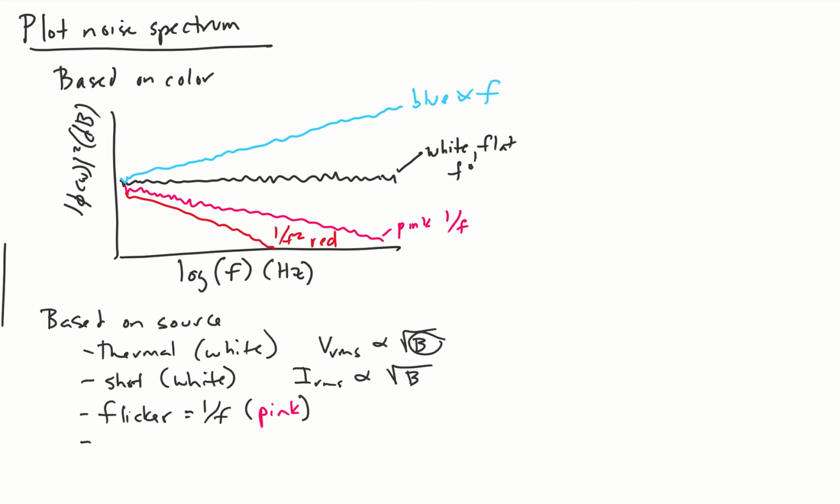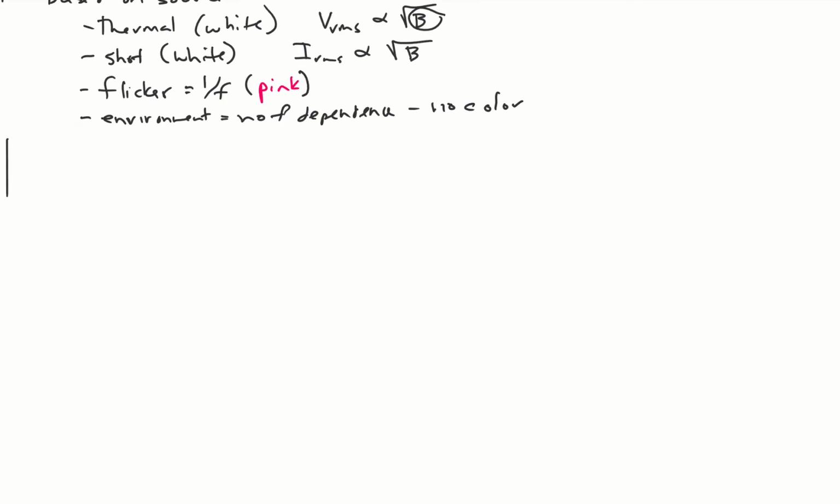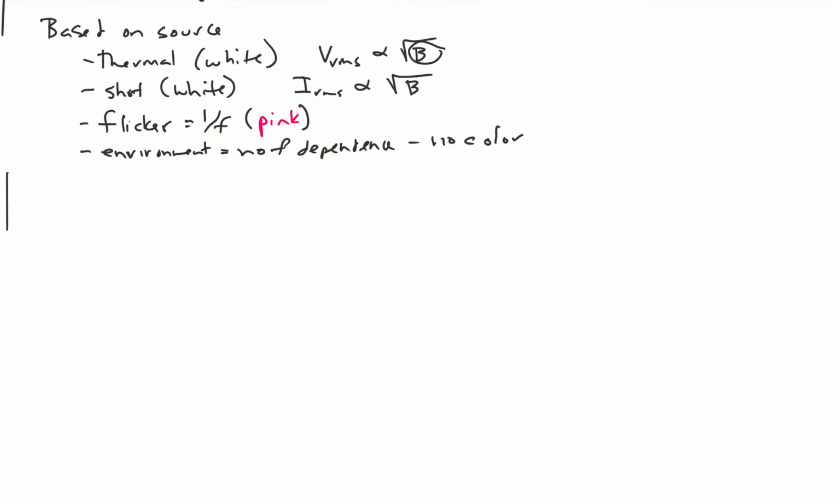And then finally we had environmental noise. This has no frequency dependence, so we have no color associated with it. So we can make a similar plot here based on the source. Let's draw all these sources of noise independently, and then let's draw our total noise spectrum.